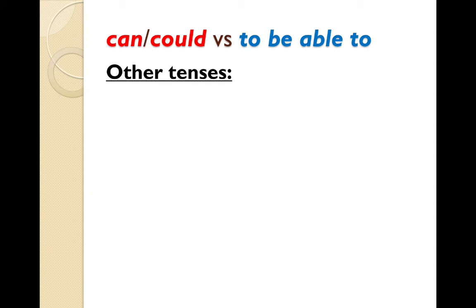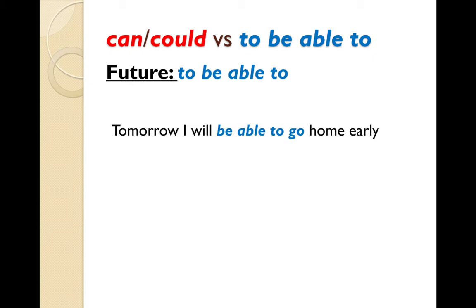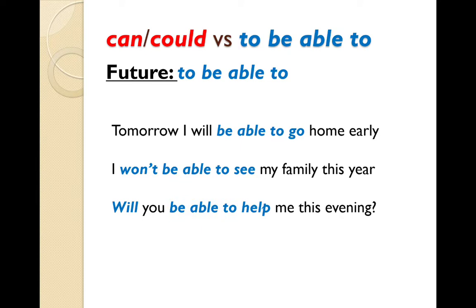Okay. So with other tenses, something to remember is that we must use be able to. So just to give a couple of examples with the future, we have to use be able to. Tomorrow I will be able to go home early. I won't be able to see my family this year. Will you be able to help me this evening?